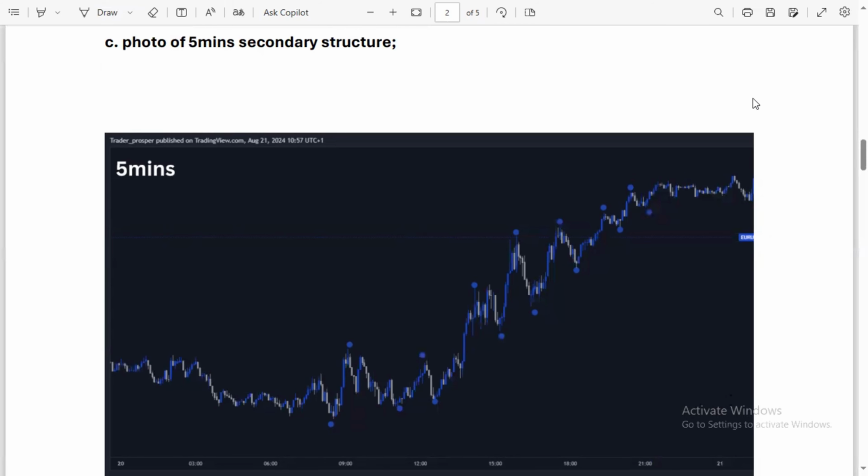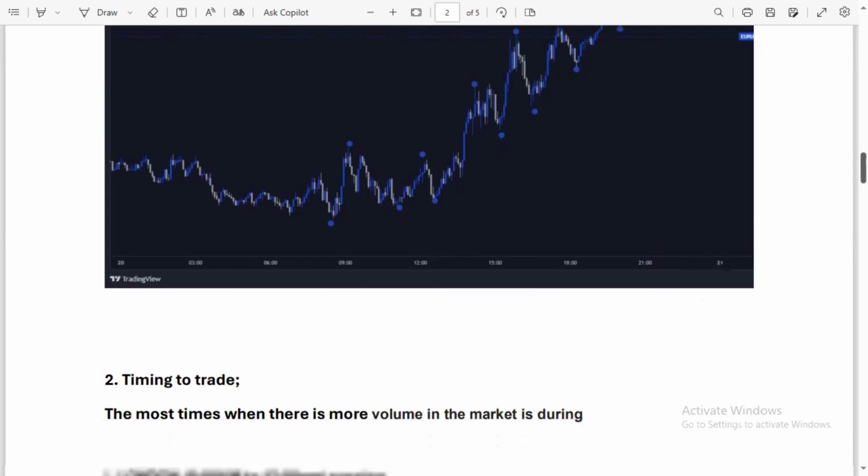So you have to understand, if your primary higher time frame is bullish, I want to see a bullish trend on the secondary structure. So I want to identify how I can look for an entry in the market. So this is the market on the secondary structure. Now take a look at this.